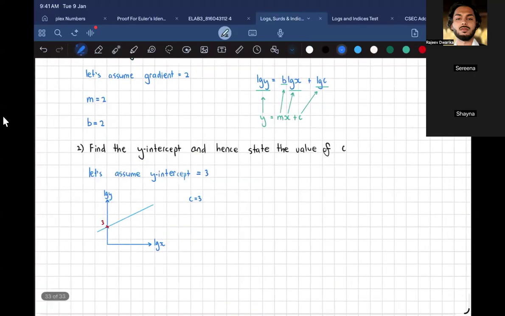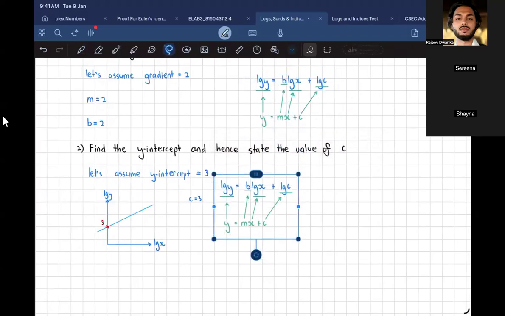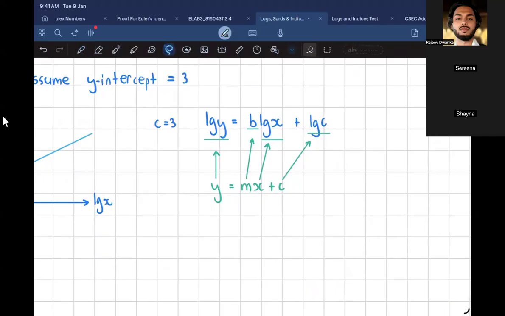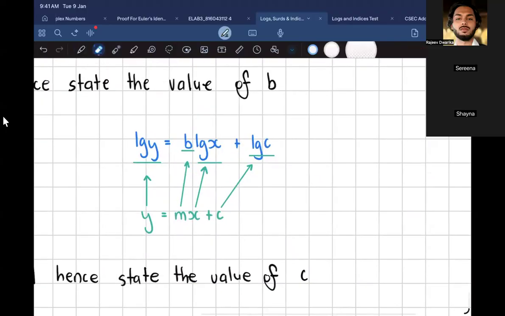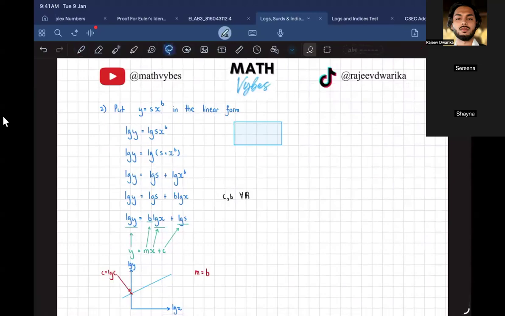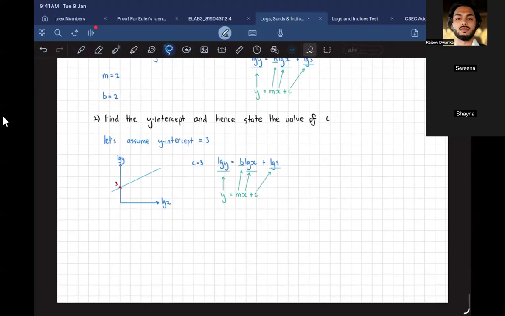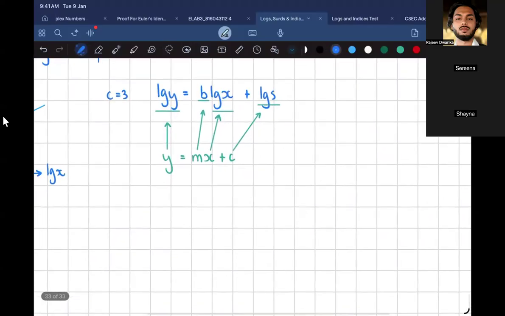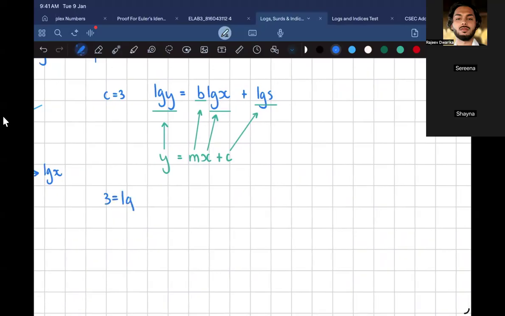But according to the relationship here, what is C equal to? What is C equal to? It is equal to log S. Yeah, I have to change this to S. Let me see if I have to change it anywhere else. I have to change it over here. Okay, nice. This looks good. I would have to say that 3 is equal to log S.